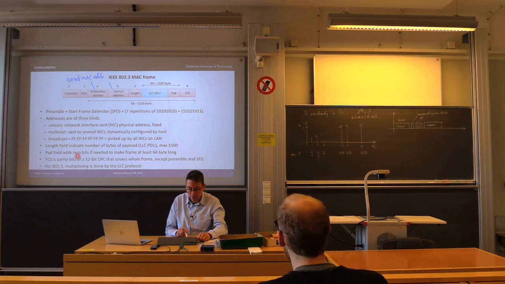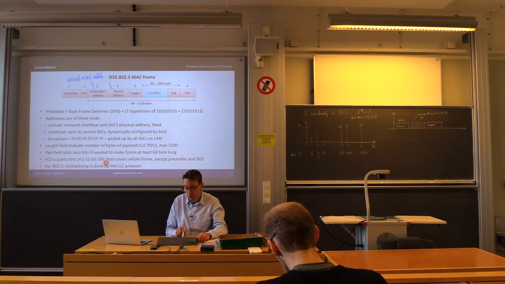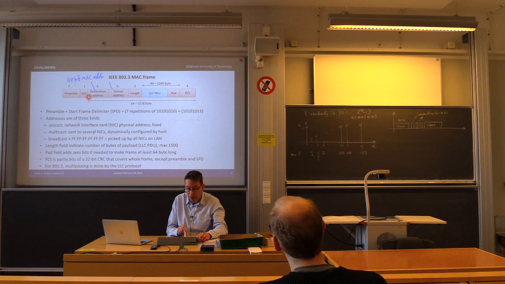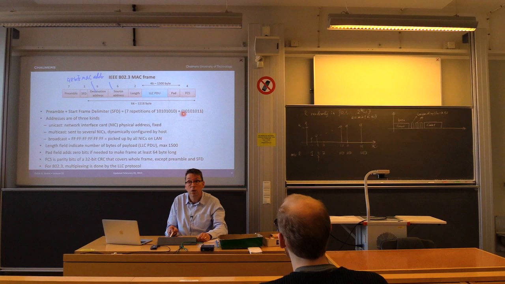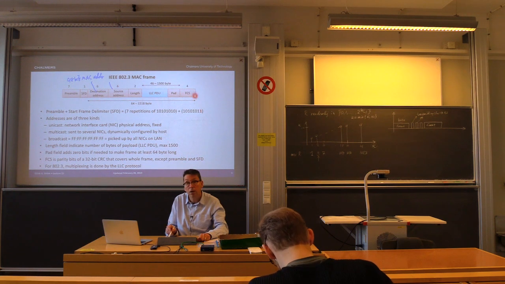0 bits in the pad field, and the frame checksum is a 32-bit CRC. Okay, and it covers the whole frame from here to here. So there is no protection for the preamble, and it's not needed because it's always the same, right? And that's only used for the physical layer to synchronize. But all the important data here is protected by the frame CRC.